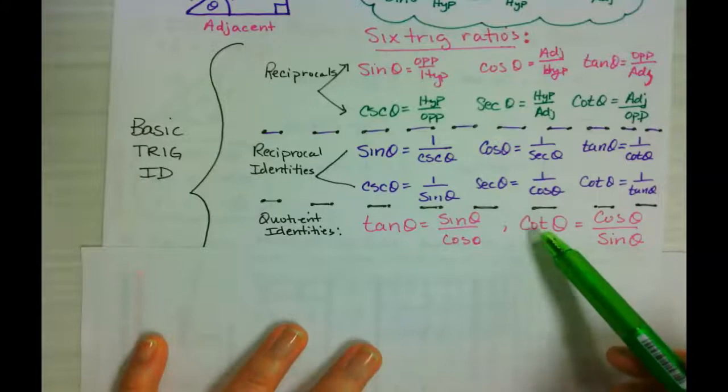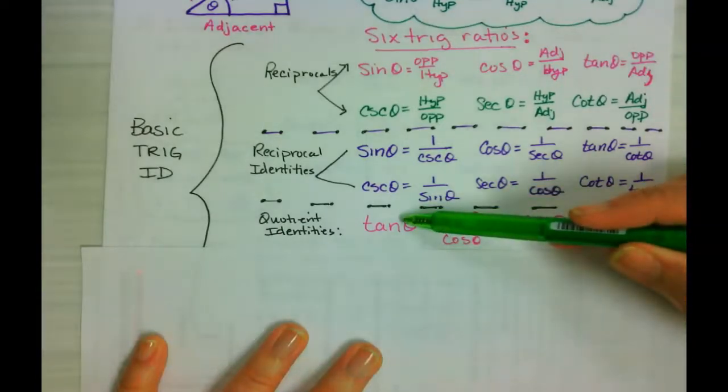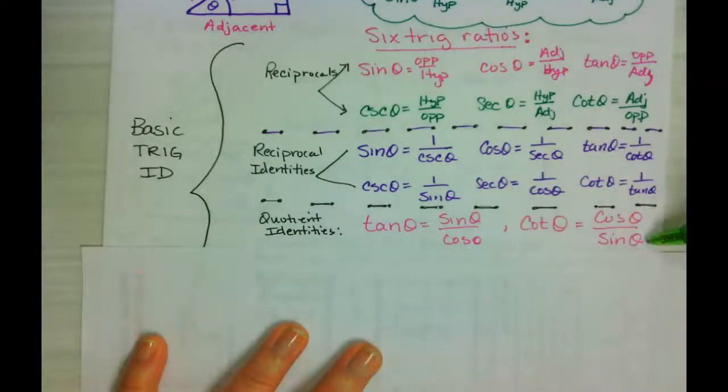And then we know that cotan can be adjacent over opposite. We know cotan can be 1 over tan of theta. And so since cotan is the reciprocal of tangent, we know it can also turn this fraction upside down and be cosine of theta over sine of theta.